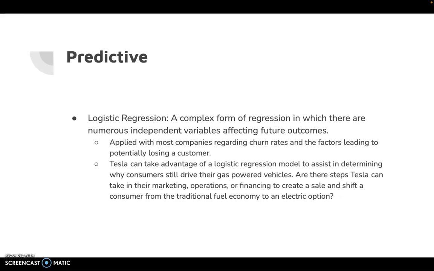We believe that Tesla can take advantage of this logistic regression model to determine why certain consumers still drive gas vehicles as opposed to transitioning over, and if there were any steps that they could take in marketing, operations, or financing to create a shift to pull some of those still hanging on to internal combustion engines over to the EV market.